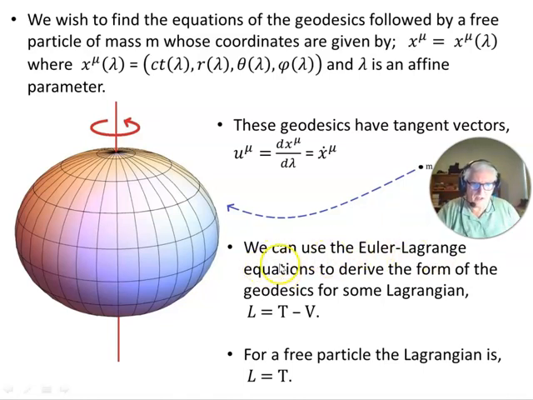So we can use the Euler-Lagrange equations to derive the form of the geodesics for some Lagrangian L equals T minus V. Now for a free particle, free particles following geodesics in space-time, the Lagrangian is L equals T. There's no potential part here.